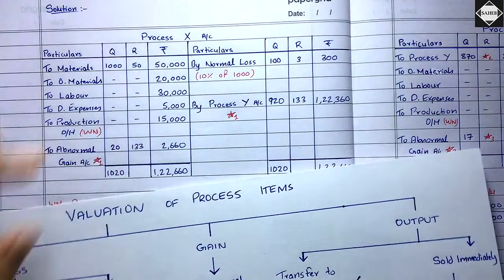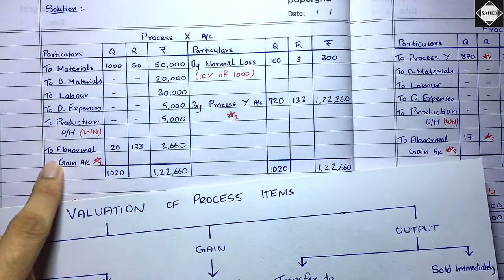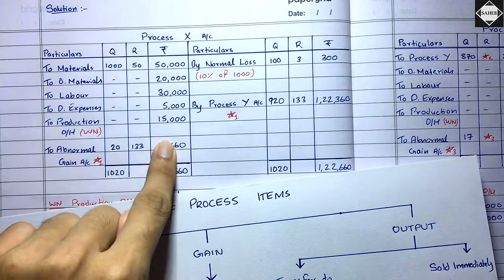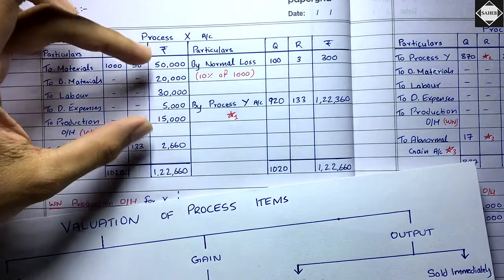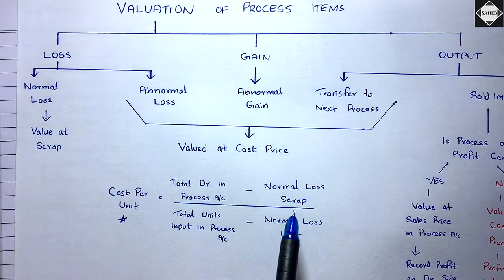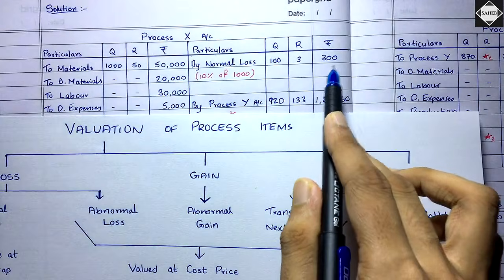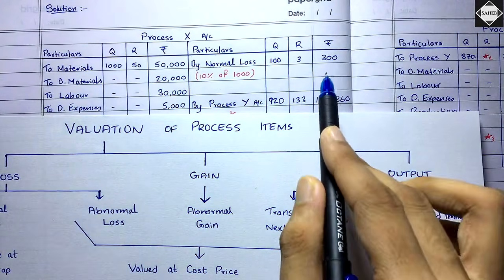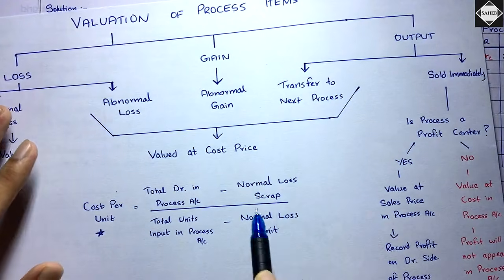See here, the total debit is this one, not this. Don't take this one, we still haven't calculated this. Think of it as a blank. This is the total debit in process account. So total debit in process account minus normal loss scrap value. Now the normal loss scrap value is this one, 300. This is the estimated one. We still have to take that in the formula, normal loss scrap.